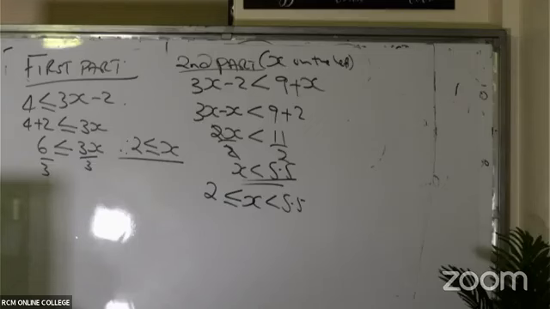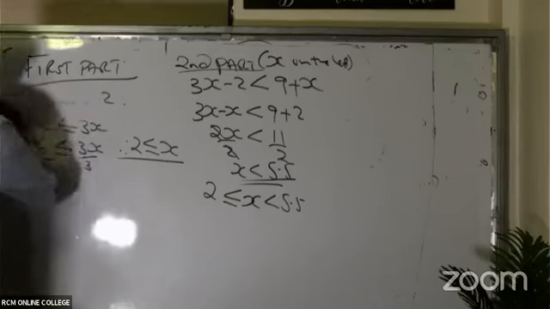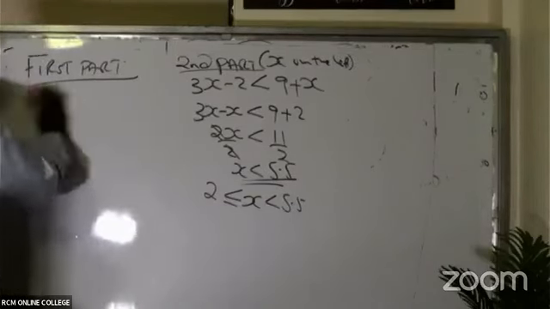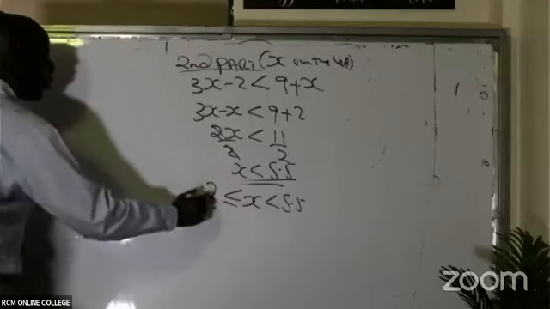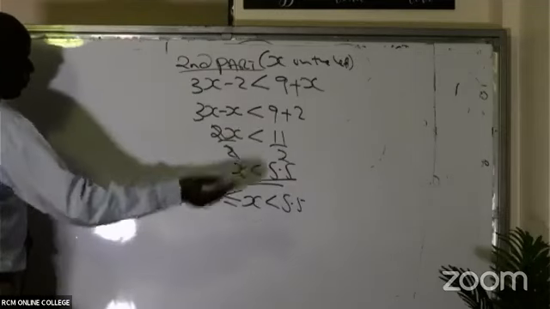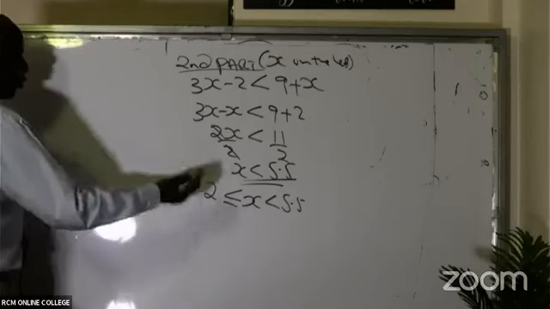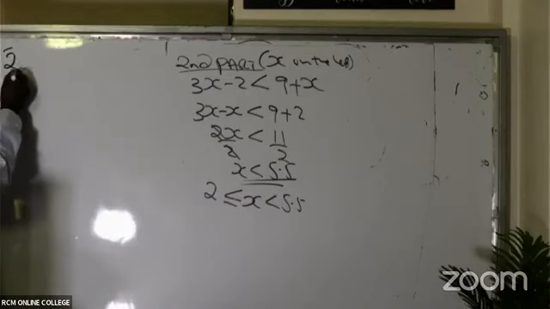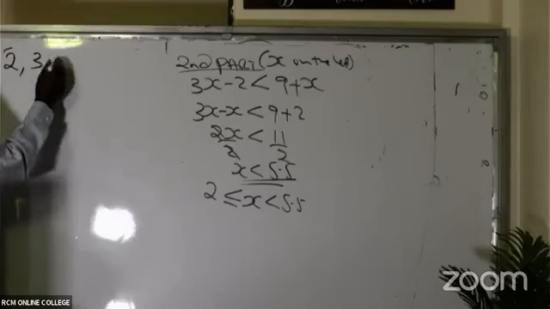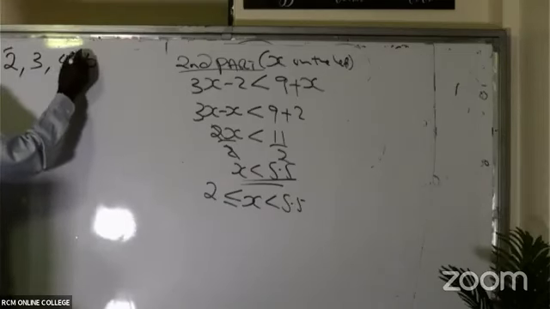Give us the integers. So what do we have here as integers? So as integers, of course, it is 2 or more, up to 5.5. 2 or more, because you see it is greater or equal to. So we begin from 2. The next number will be 3. The next one will be 4. The next one will be 5.